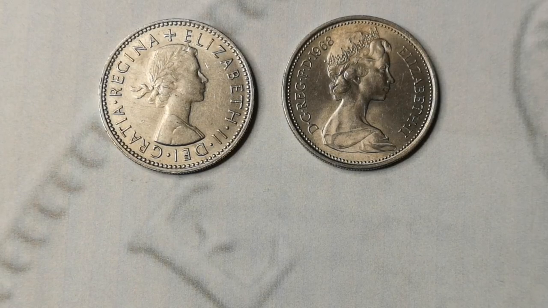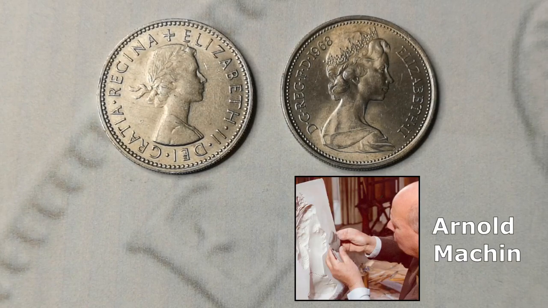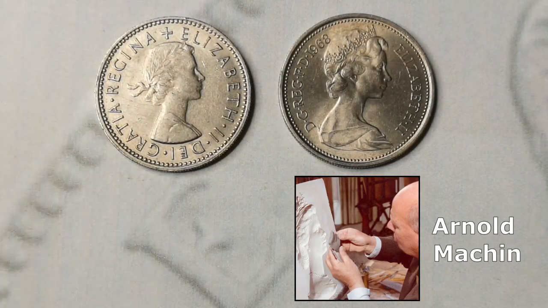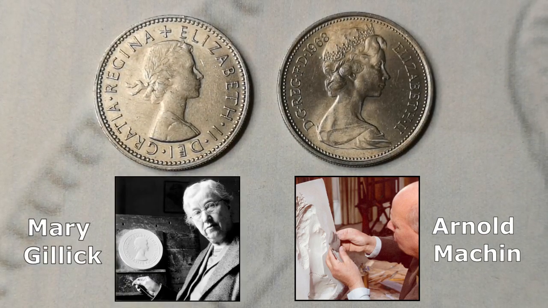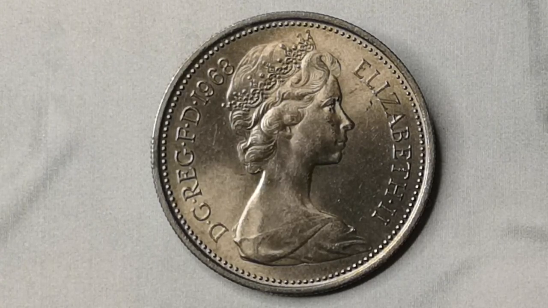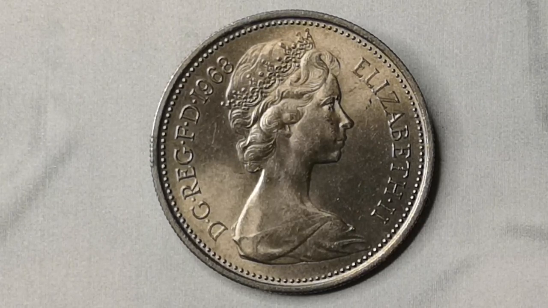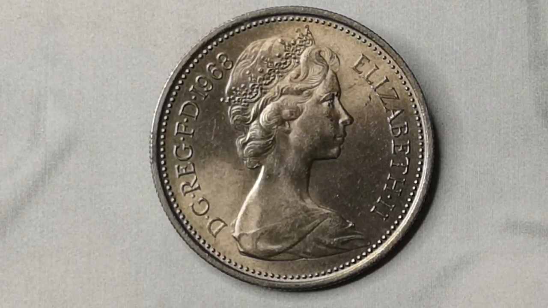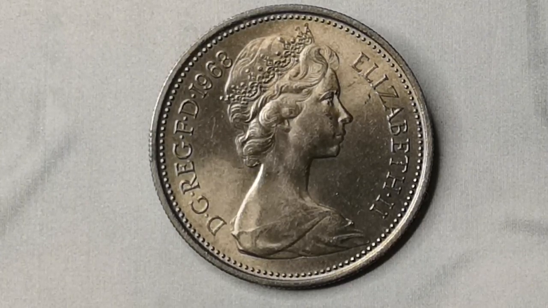The first of the 5p's had the portrait by Arnold Machin, which is the second portrait of the Queen, and the first portrait of the Queen there was by Mary Gillick. So let's have a look at what we've got on the first type. On the left we've got DG Reg FD 1968. I'm not going to go into the Latin translations in this video. And on the right we've got Elizabeth II.